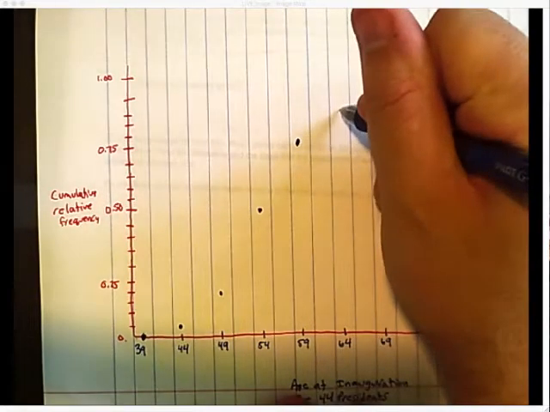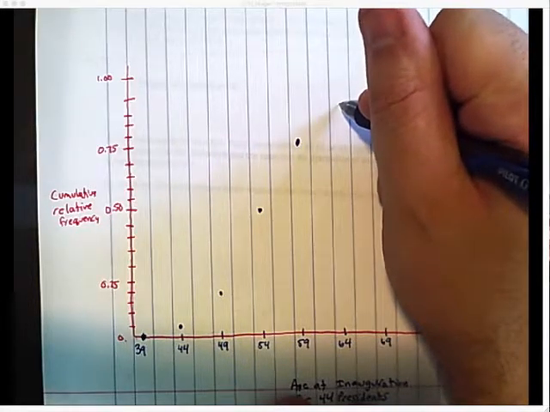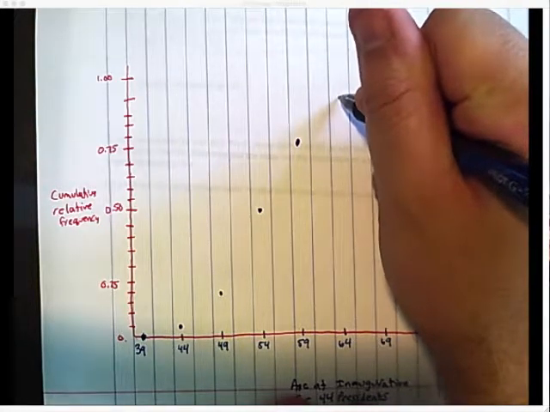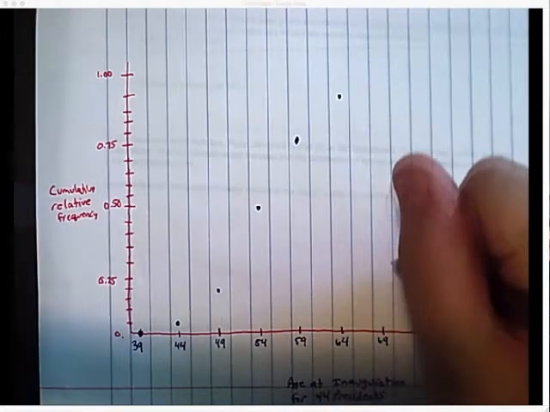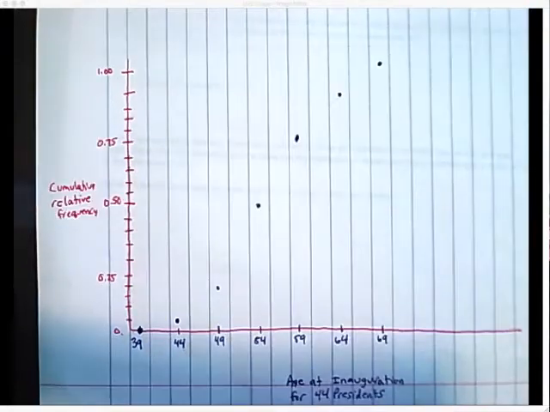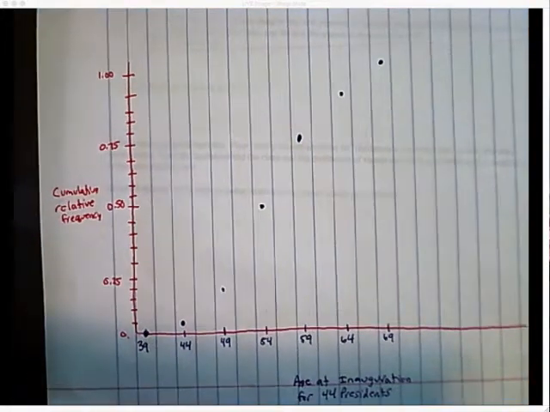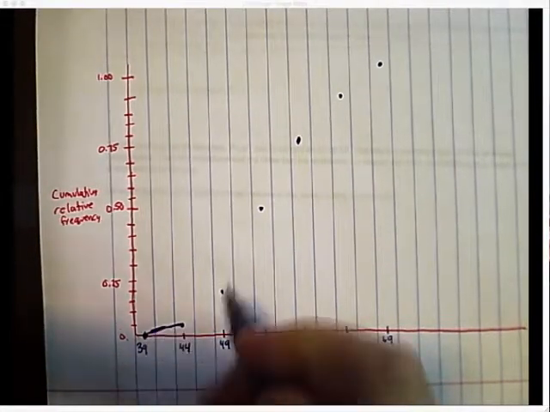So take that up till you get to 93%. And I know I didn't scale that very well, but that would fall about right there. Okay, and 100% of presidents were 69 or younger. Okay, so that's where we put the points, and what we do, I'm not going to do this very well, but we're just going to connect each point with line segments.